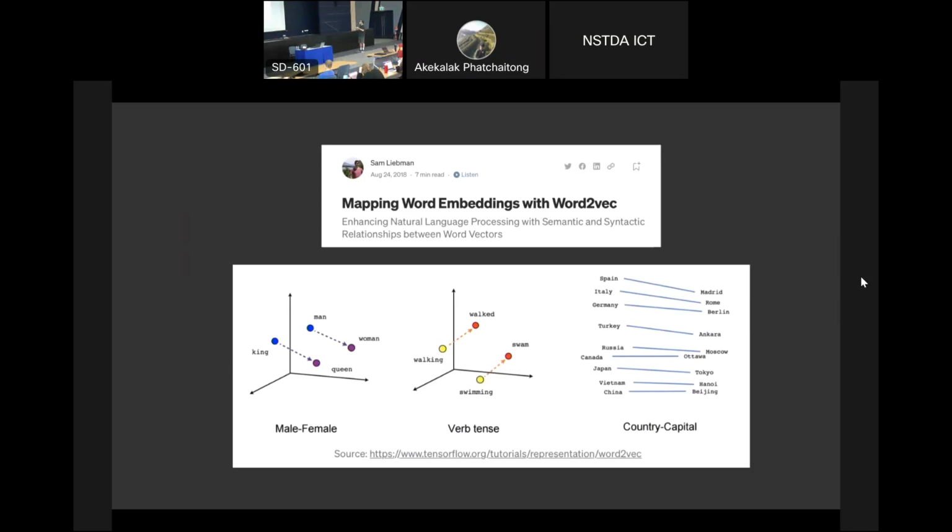And it's even true for more proper noun type stuff. So Spain to Madrid is the same distance as Italy to Rome, which is the same distance as Germany to Berlin. And you can do arithmetic on this. So for example, if you were to take the vector for Madrid and you were to subtract the Spain vector and then add the Italy vector, you would end up exactly at the place for Rome.